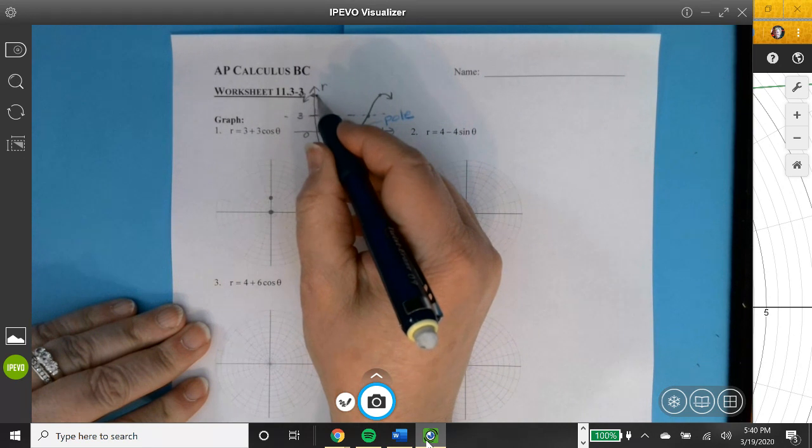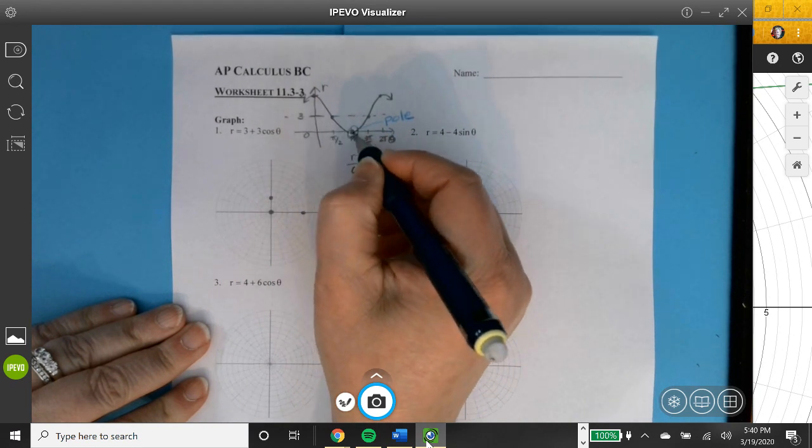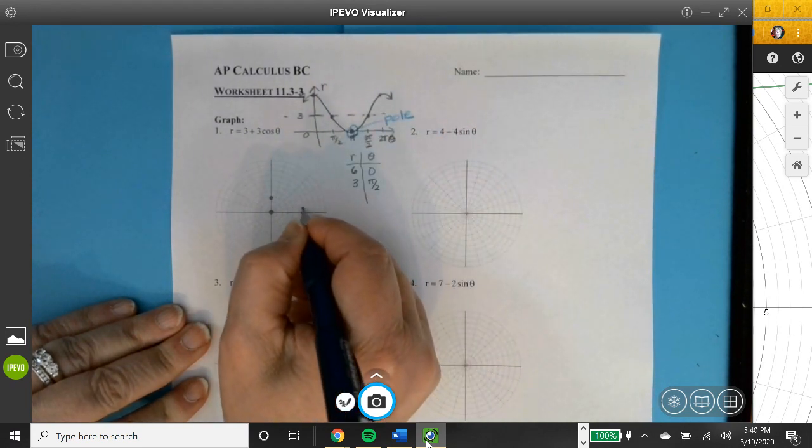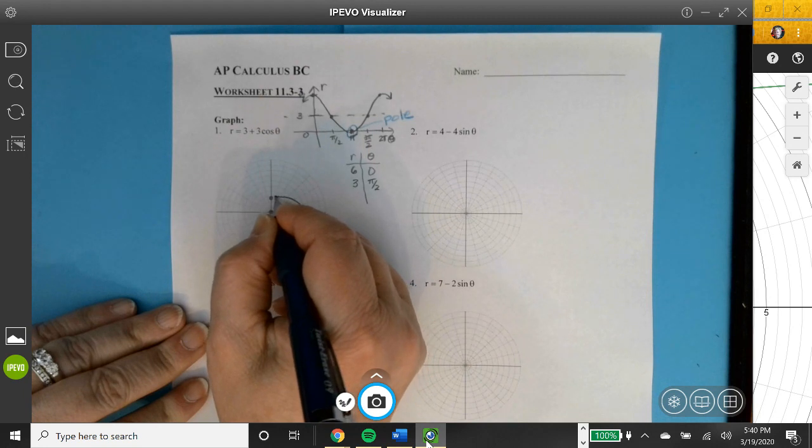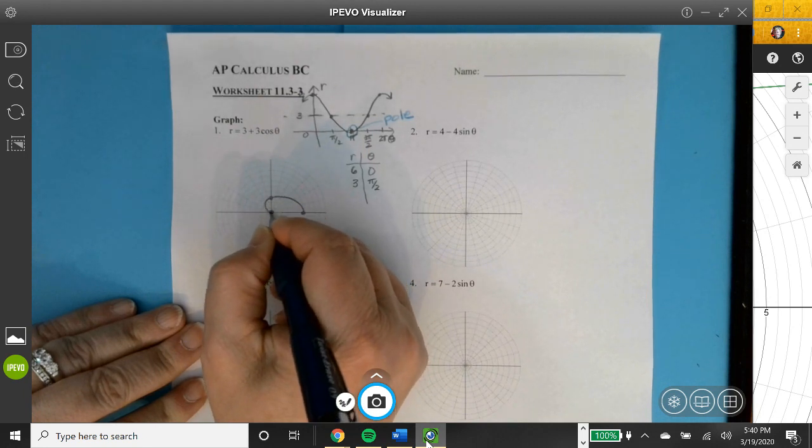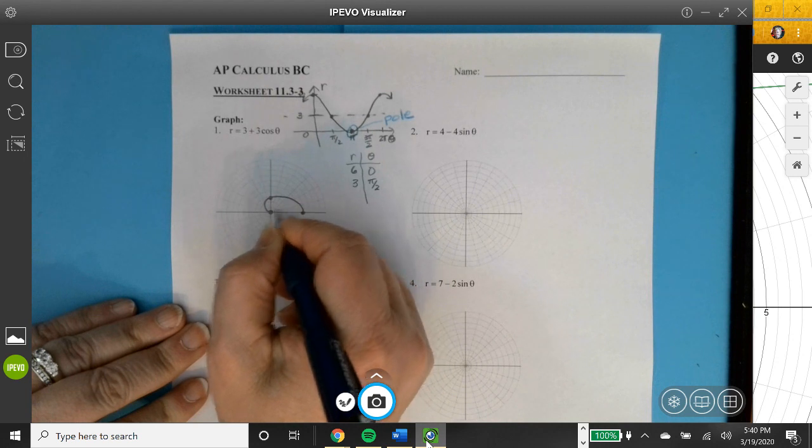But what is r doing? r is getting smaller until it goes to the pole, right? So what's going to happen is r is getting smaller until it gets to the pole. Here it is. Is r radially getting smaller? The answer is yes.